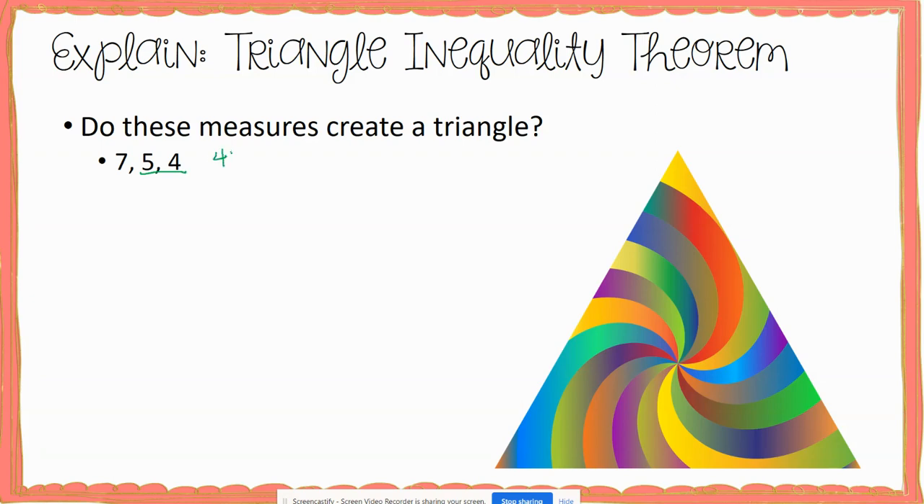I'm going to add them together and say 4 plus 5. If this is a triangle, then 4 plus 5 must be greater than the third side, which is 7. If I add 4 plus 5, I get 9. So then I ask myself, is it true that 9 is greater than 7? Since that is true, yes, these side lengths create one unique triangle. So my explanation is yes, because 4 plus 5 is greater than 7.